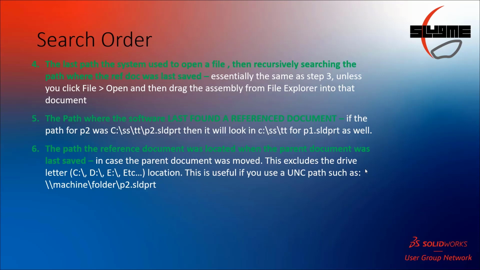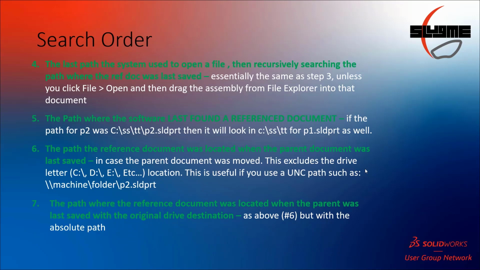So in this case, what it does in a nutshell is it removes the drive letter. It takes that away, and it uses the UNC path, so it's like the \\machine\folder. So if you're on a network drive and you don't put the letter and you do the slashes, it'll help find it by trying to mash that together. And believe it or not, 7 is basically the same as above, except it uses the absolute path, so it puts a letter in there and tries to find it. And number 8, if all else fails, SOLIDWORKS pops up the message telling you it can't find the file and asking you to browse for it yourself.